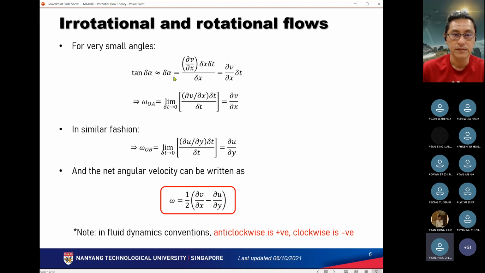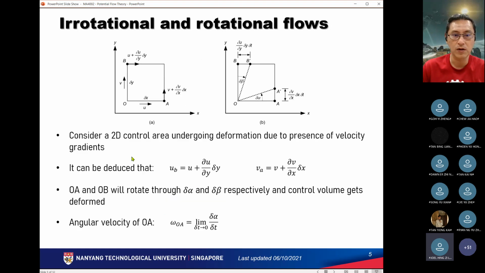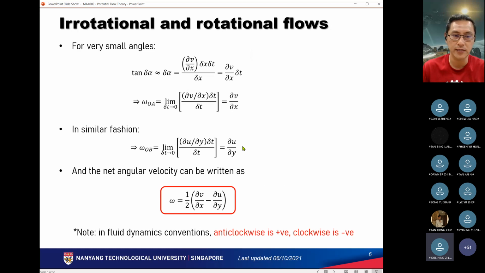Now we take this term for delta alpha and plug it into the earlier expression for omega OA, the angular velocity of edge OA. The angular velocity of OA is nothing but del v by del x, just the velocity gradient, as an approximation. If we can derive that for OA, we can do the same for OB, because it is rotating the other way around. We find that omega OB can be approximated as del u by del y, yet another velocity gradient. And by definition, the net angular velocity associated with the deformation can be defined as this.